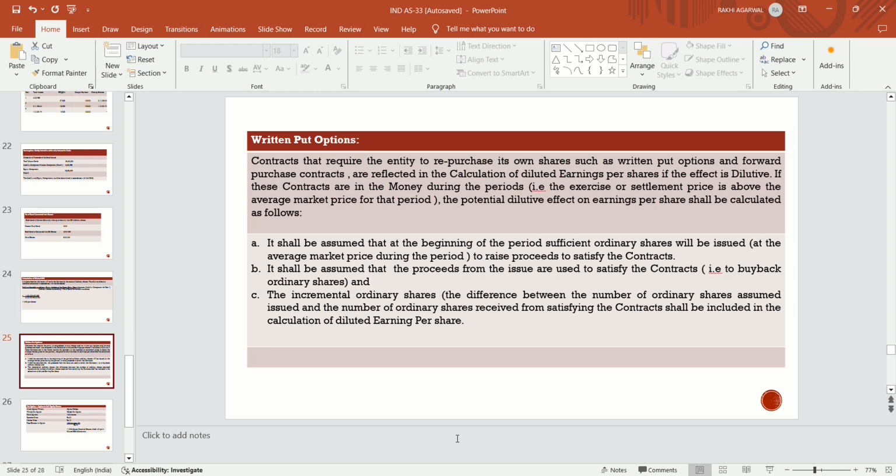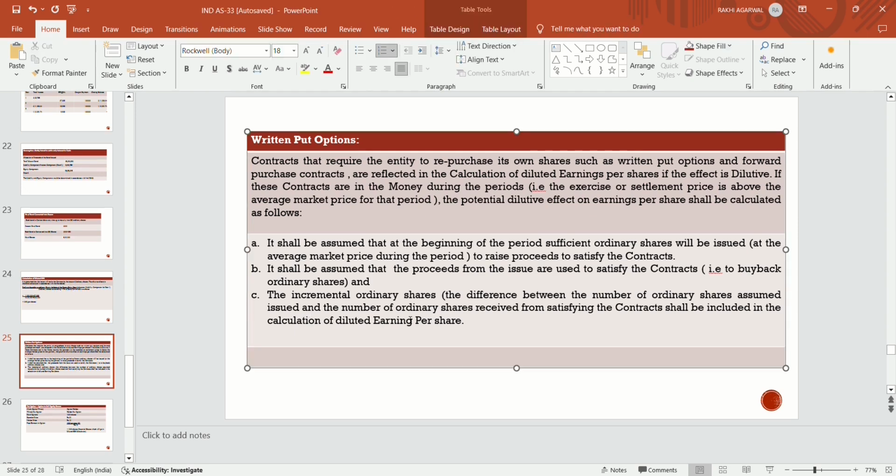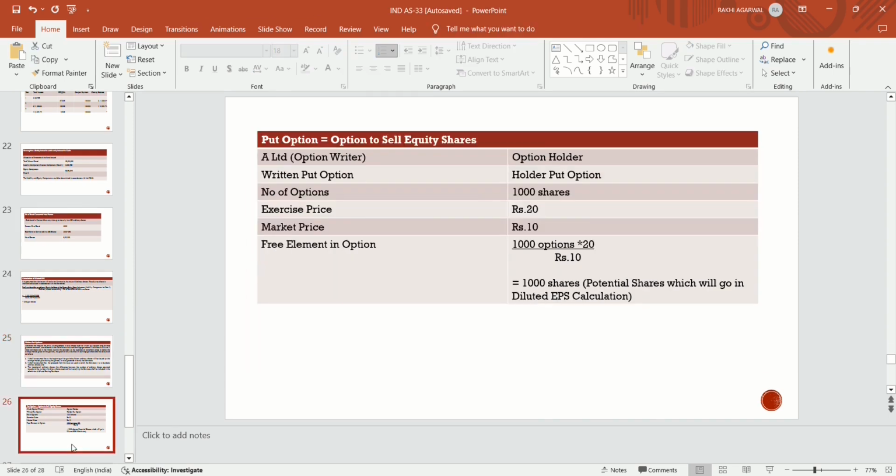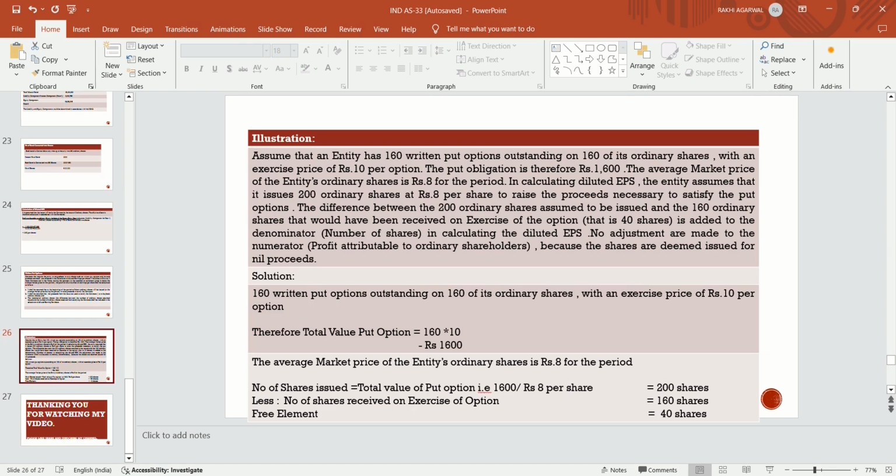It shall be assumed that at the beginning of the period, sufficient ordinary shares will be issued to raise the proceeds to satisfy the contract. It shall be assumed that the proceeds from the issue are used to satisfy the contract, that is the buyback of ordinary shares, and the incremental ordinary shares between the number of ordinary shares assumed to be issued and the number of ordinary shares received from satisfying the contract shall be included in calculating the diluted earnings per share. The concept of the written put option is explained with the help of an example.